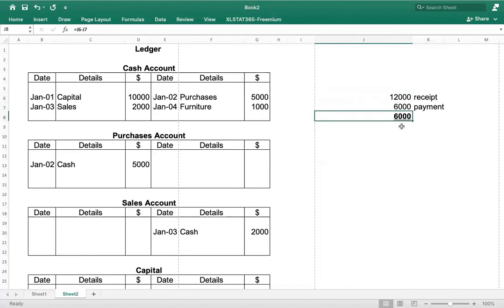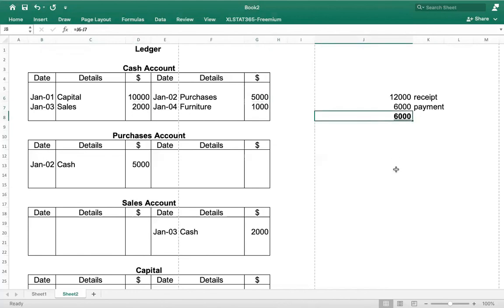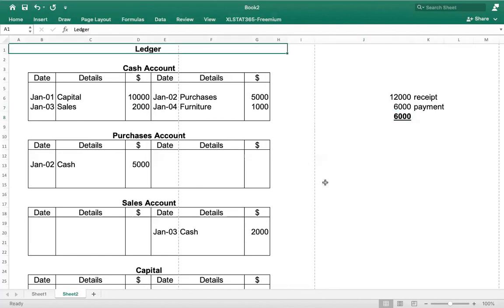How much cash do you have? 6,000. Now you don't need to open the shelf and count the money; that will take too much time. Immediately go to the ledger, locate the cash account and find the difference of both sides. Debit side 12,000, credit side 6,000, 12 minus 6, remaining money is 6,000. Understood? This is the benefit of a ledger. Important information you will get quickly without wasting any time.